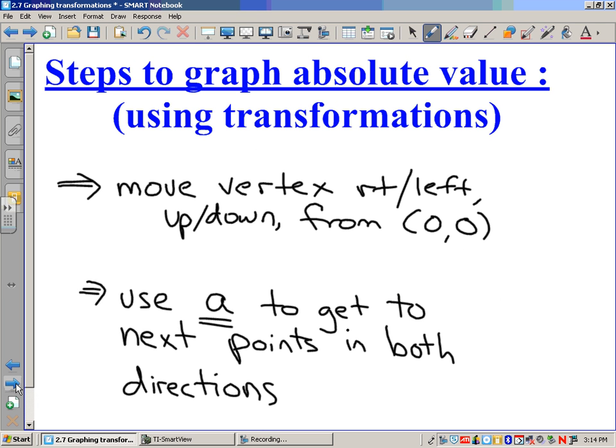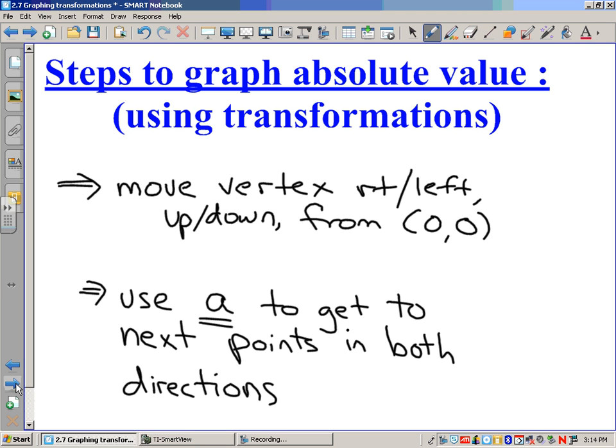So how are we going to graph absolute value? First step, you're going to look at the function and think, where is it moving? Is it moving right, left, up, or down? Move from 0, 0, whatever it is moving. That's going to be your vertex.